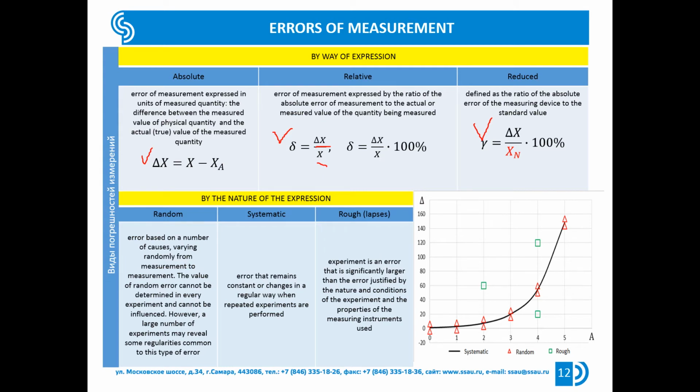A rough error in an experiment is an error that is significantly larger than the error justified by the nature and conditions of the experiment and the properties of the measuring instruments used. Rough error can be caused by a malfunction of the computer, a sudden short-term change in the voltage supply to the instrument, a clerical error made by the experimenter when recording the measurement results, or an incorrect reading of the instrument. When readings are taken incorrectly, a rough error is called a lapse. Rough errors can be detected by statistical methods, and results containing rough errors should be excluded from consideration.